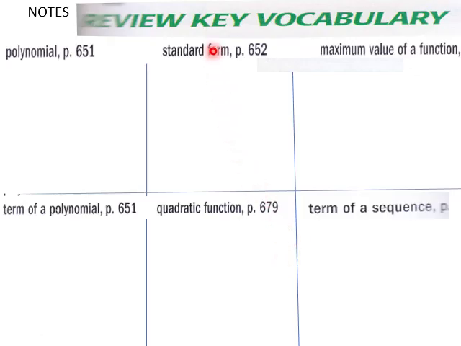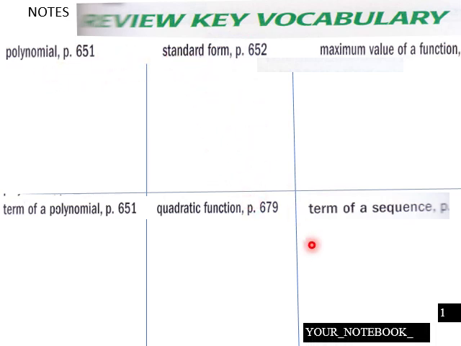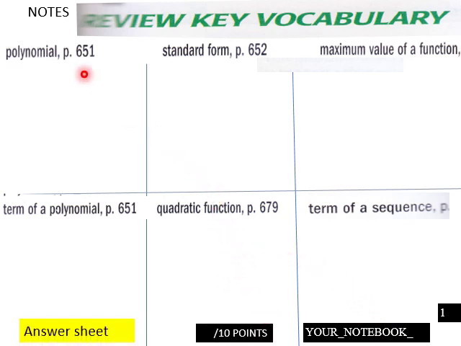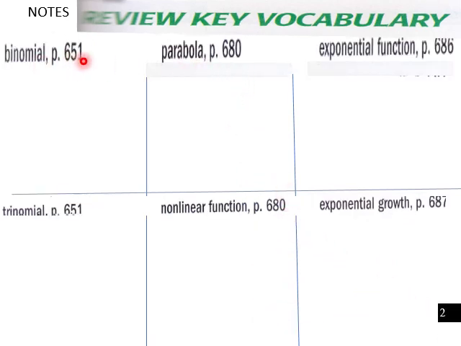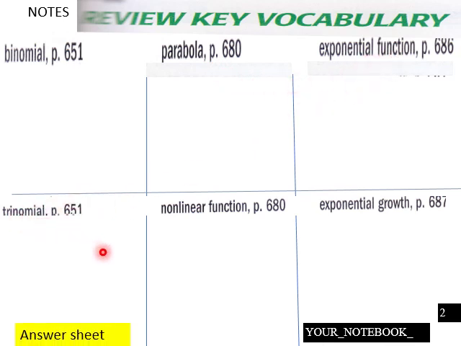Onto our first slide here is vocabulary, students. Define this. This is for your notebook. This is for your test. This is for your chapter test. Polynomial, standard form, maximum value of a function, term of a polynomial, quadratic function, and then term of a sequence. Define those as 10 points here, page 1. Page 2, binomial, parabola, exponential function, trinomial, nonlinear function, and then exponential growth, 10 points, page 2.